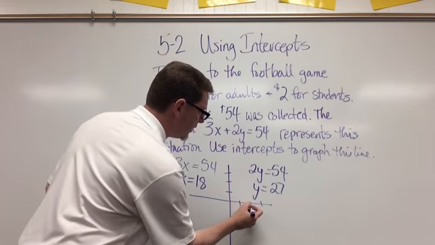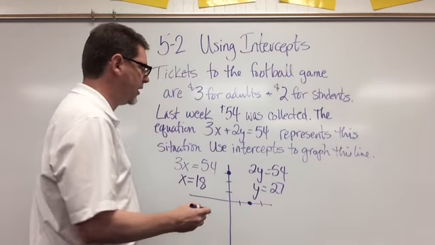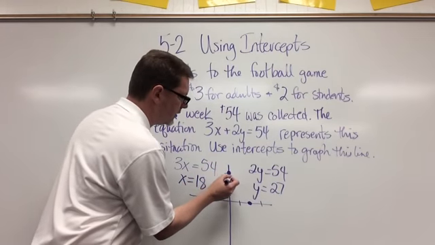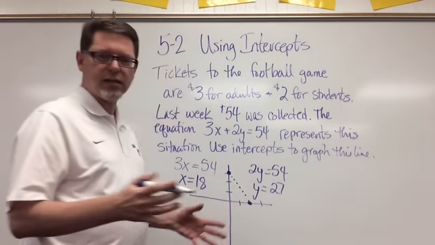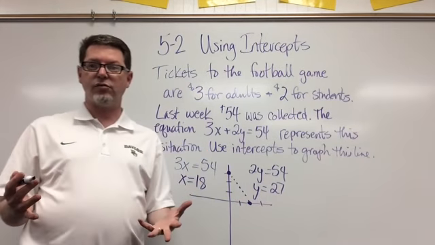My x-intercept is 18, so it's going to go there. My y-intercept is 27, it's going to go there. And then I could graph this line. I'm just doing it dotted so that it's not crooked. I graphed that line to represent this situation.